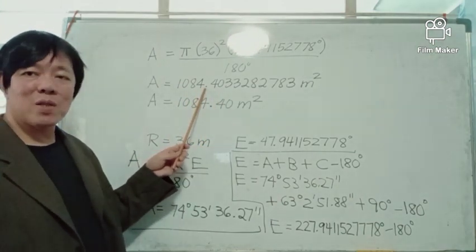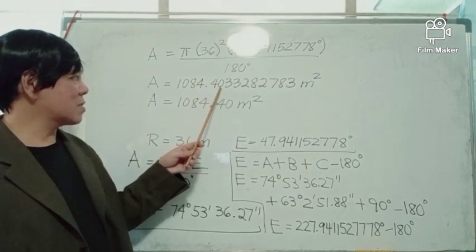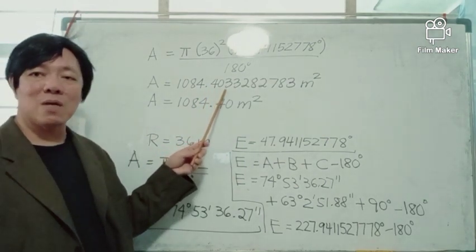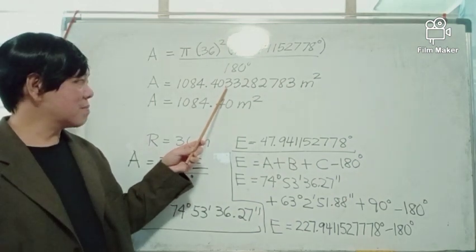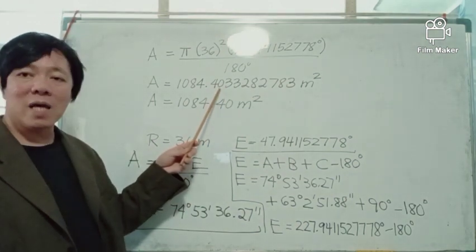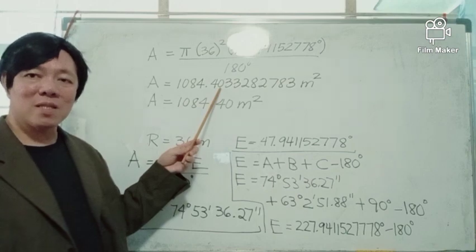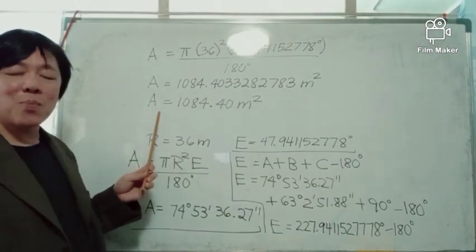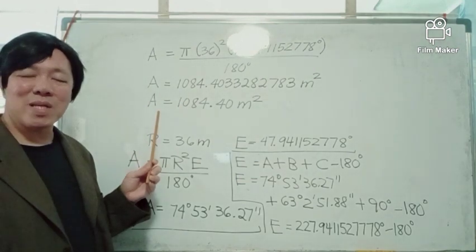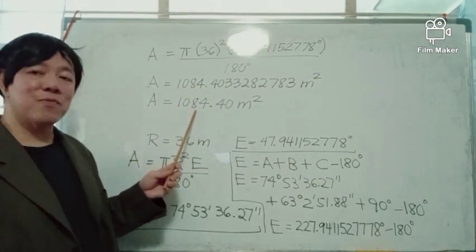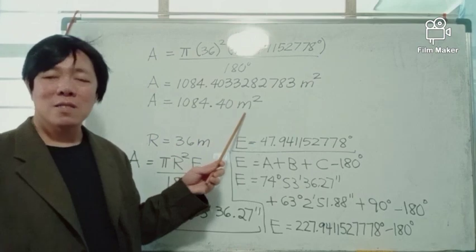We round this to 2 decimal places. After the decimal point, we count 2 decimal numbers, and the third decimal number is to be rounded. Since 3 is less than 5, we simply drop 3 and we do not add 1 to the preceding digit. So the area of the right spherical triangle is 1084.40 square meters.